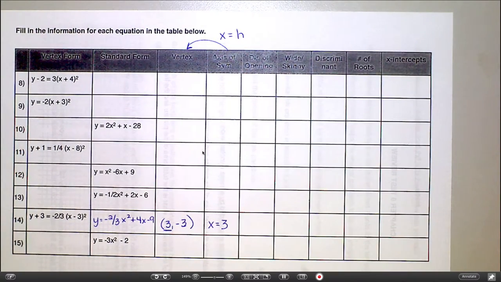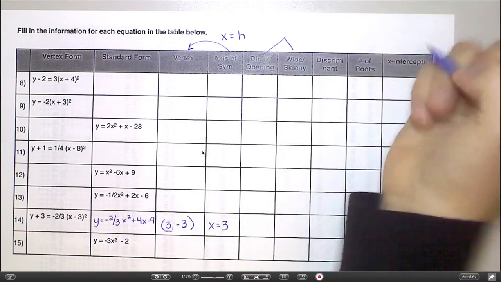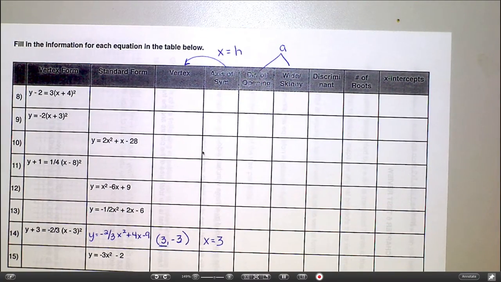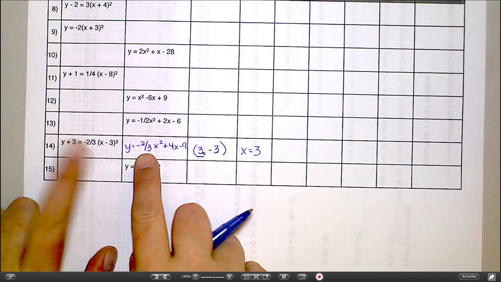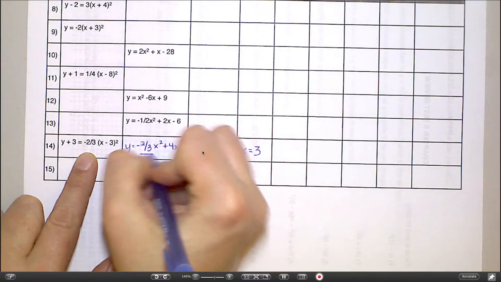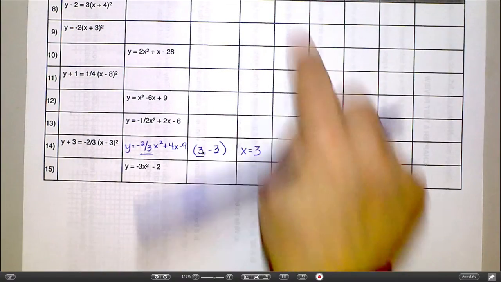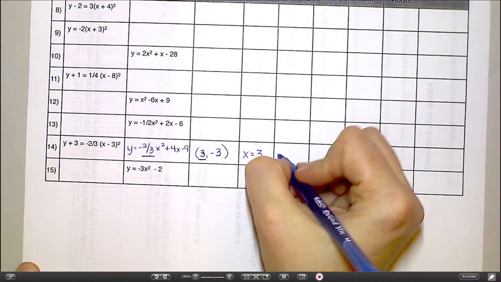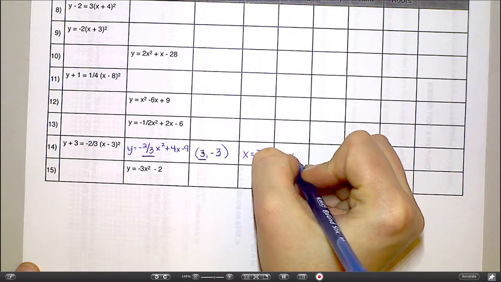Both of these next two things, direction of opening and whether it's wide or skinny, go by your a value. So looking at this equation, it doesn't matter whether you look at this one or this one. What's my a value? -2/3, right? That's my a. So is that going to open up or down? That's down because it's negative.